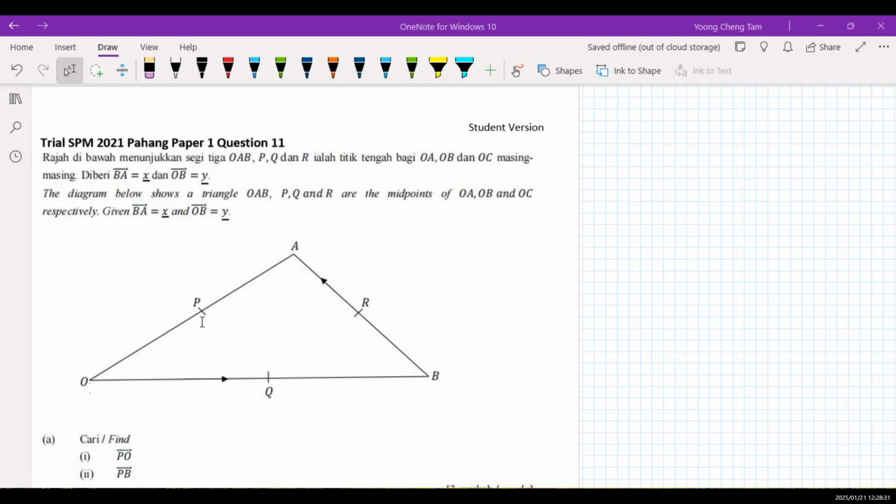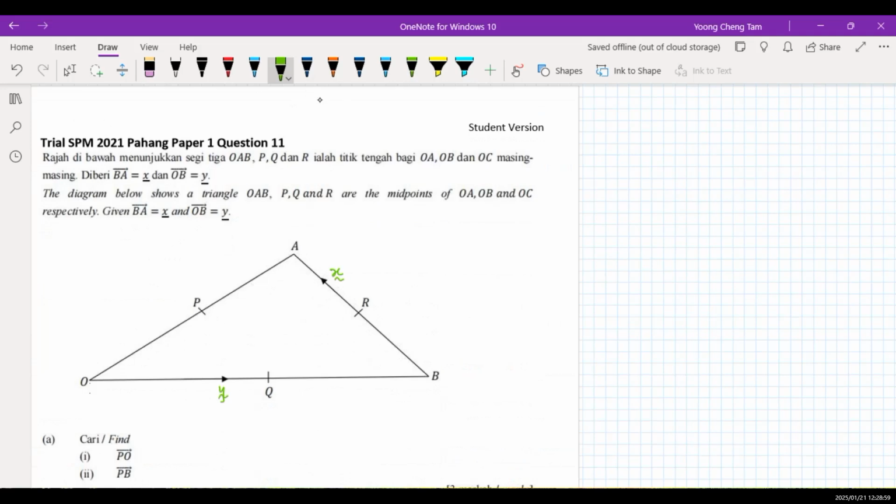point of OA. Continuing, given that BA is equal to x, if you look at the diagram, from point B go to point A, the vector will be x, and OB is equal to y. So from point O go to point B, the vector will be y. That's the information that we have from the question.